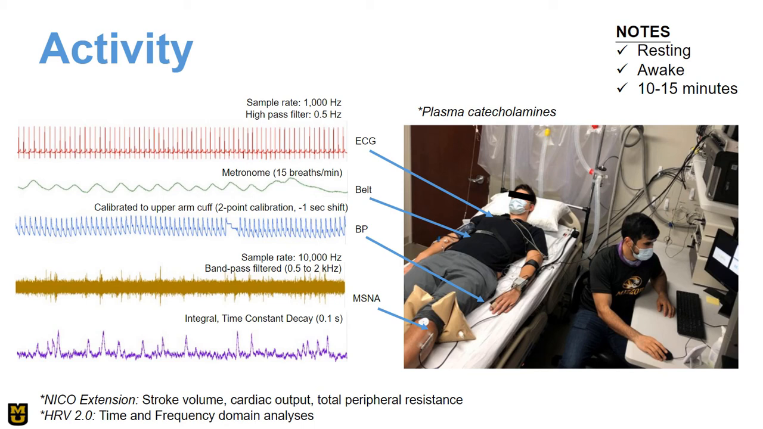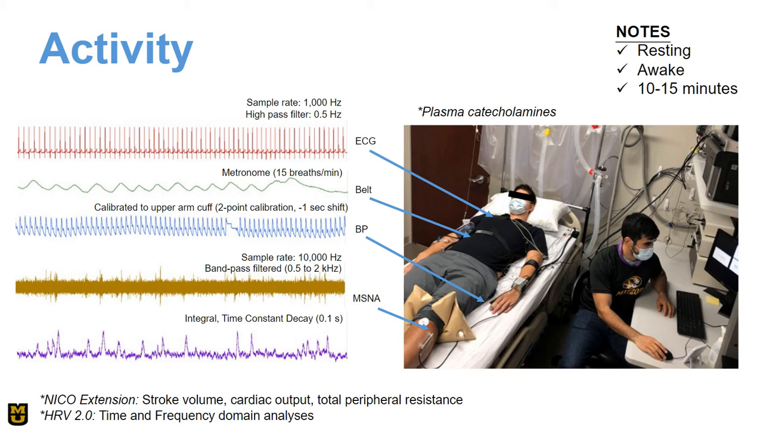We're going to have them lie here for about 20-30 minutes, and you can see he's got an IV in, so we get a measure for plasma catecholamines. Then we're going to do a 10 to 15 minute resting recording where we're getting beat-to-beat ECG, blood pressure here in the blue. We're going to monitor his breathing. We'll put him on a metronome. And I just have some of the sampling and filter rates here as well that we use.